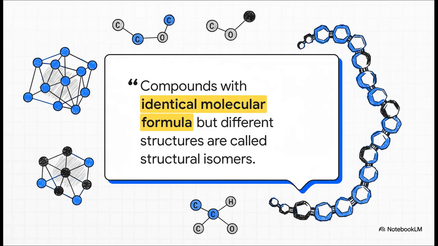And the complexity doesn't even stop there. Because carbon is so flexible, you can have molecules with the exact same chemical formula, the same number and type of atoms, but they're arranged in completely different shapes. These are called structural isomers. It's exactly like having the same set of Lego bricks, but using them to build two totally different models.